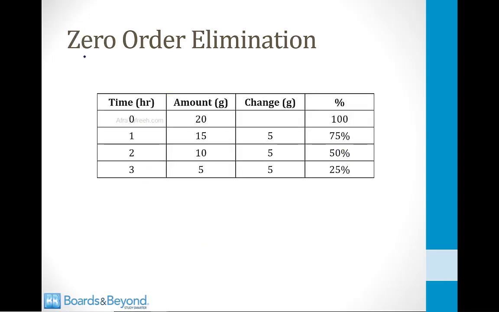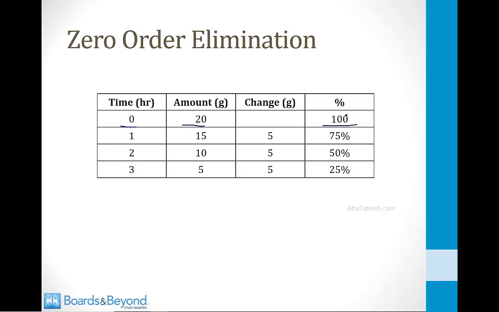The boards love to show you data tables and ask you to interpret them. So let's go through what zero order and first order elimination would look like in a data table. Let's imagine at time zero, we have 20 grams of a substance in the plasma. That is 100% of the substance.